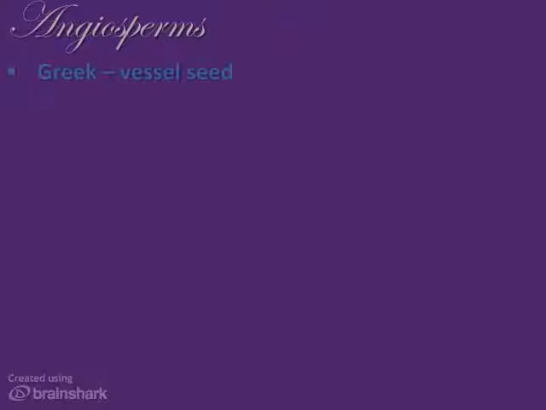The word angiosperm comes from two Greek words, angion meaning vessel and sperma meaning seed. So angiosperms are plants with their seeds in a vessel or a container. So let's see how this is different than the naked seed plants, those gymnosperms.